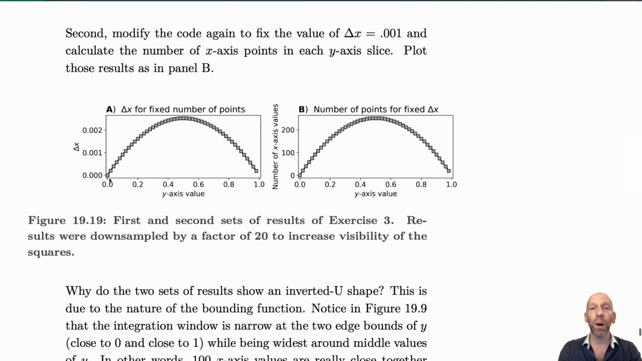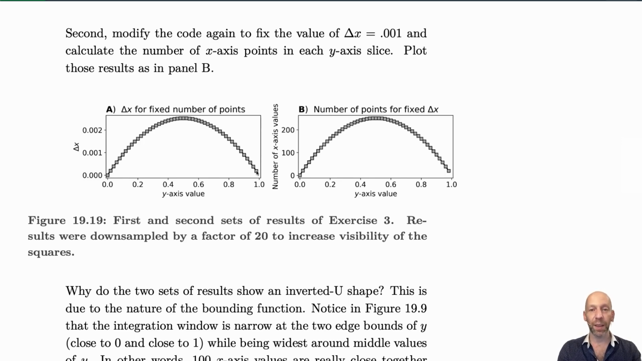For small values of y, delta x ends up being really tiny because we have 100 values of x that we are splitting up from a tiny little area. So delta x ends up being small. And then when y is towards middle values, we end up having a large value of delta x, and so on. It gets smaller again. Okay, so that's the first part of this exercise.